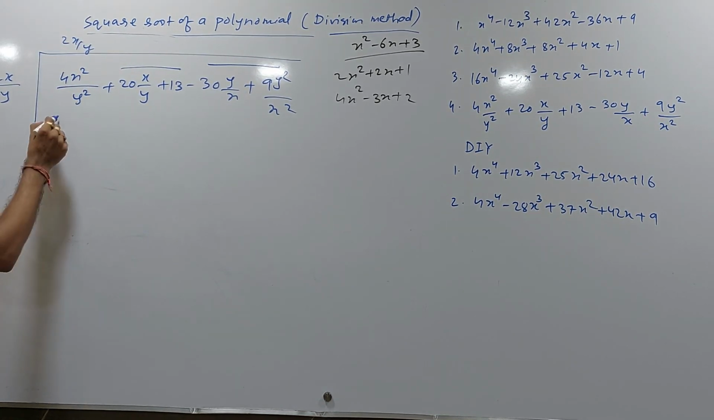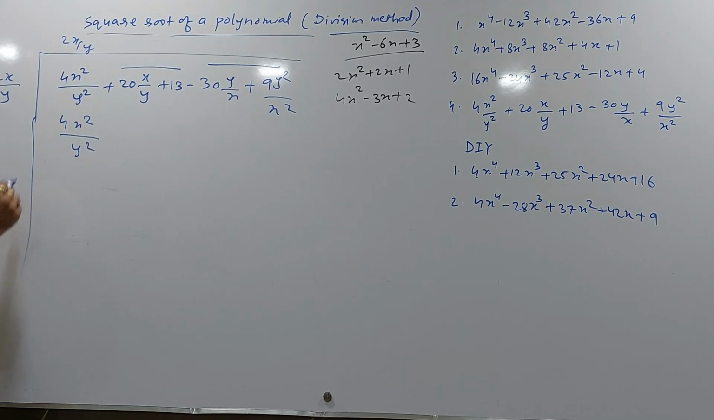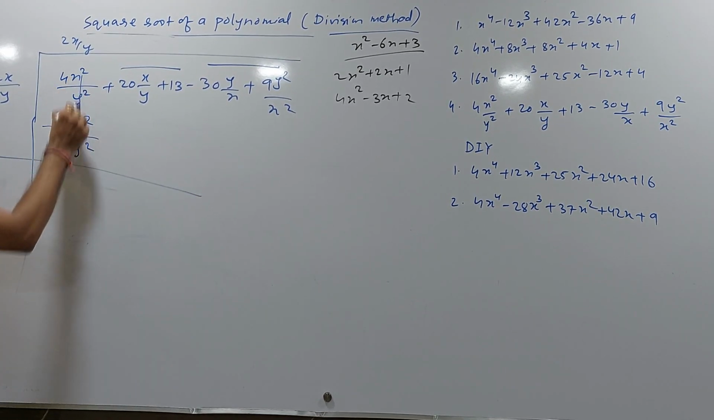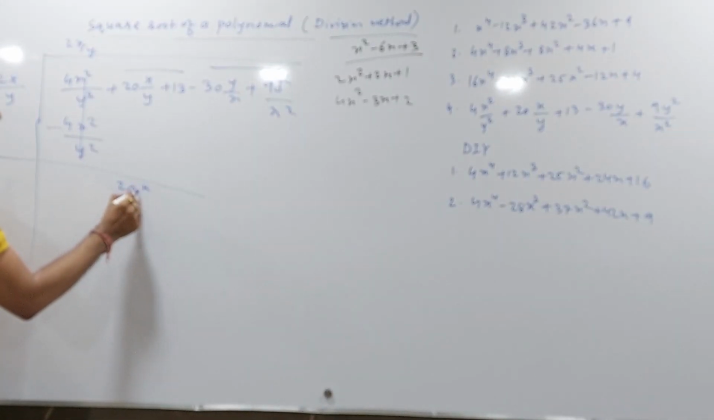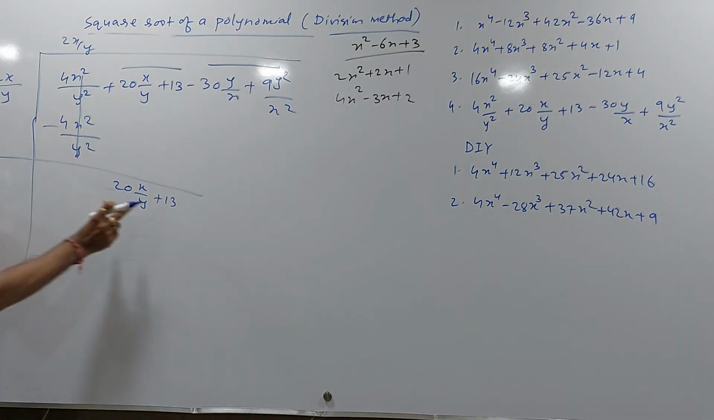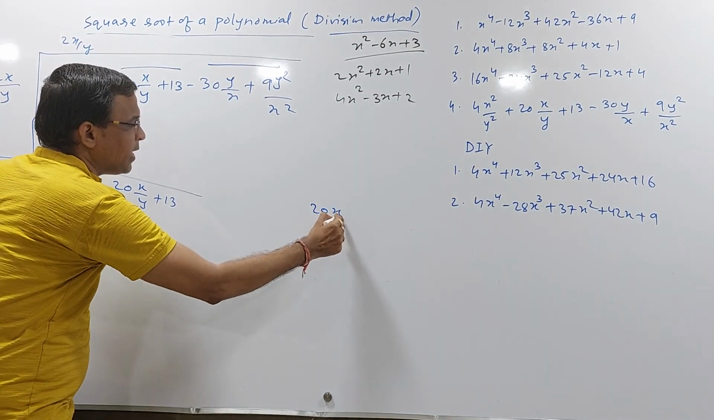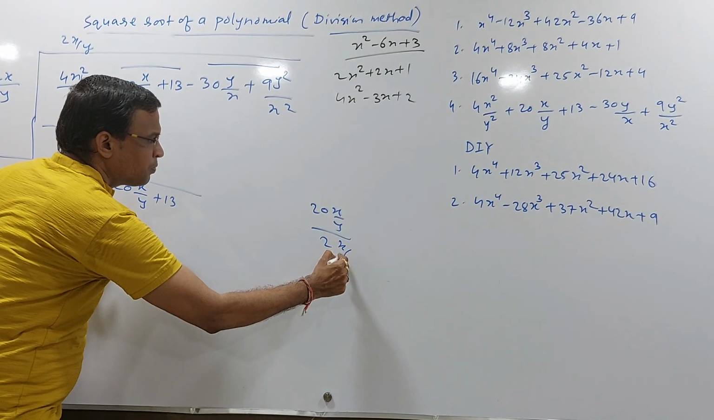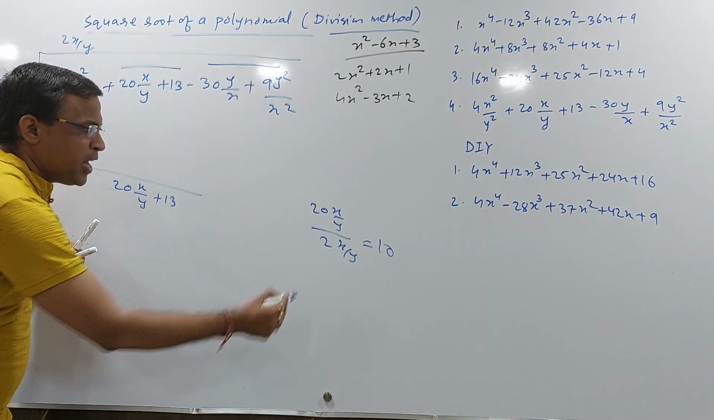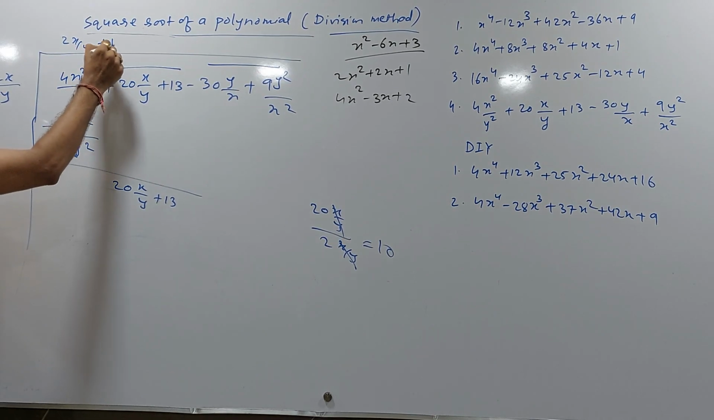When I multiply, it will be 4x square upon y square. Fine. So minus cancels. When I just drop down, it is 20x upon y plus 13. Just be precautionary while taking the next term. So the highest degree term over here is 20x upon y divided by 2x upon y. So we are getting 10. X upon y gets cancelled, 20 upon 2 is 10. So I am writing plus 10 here.